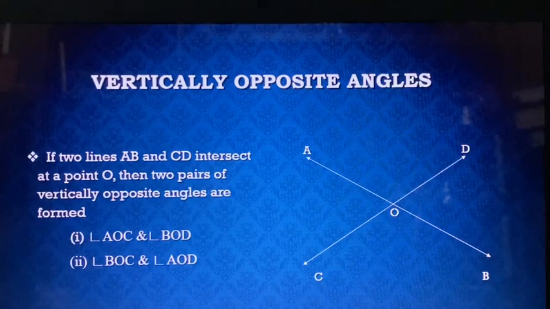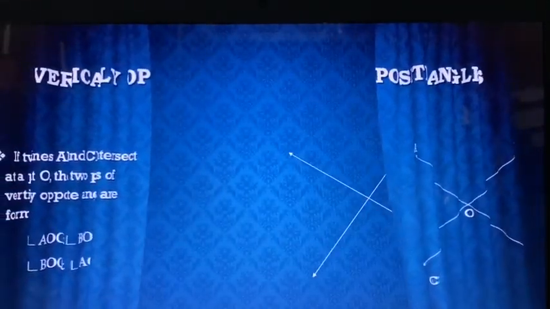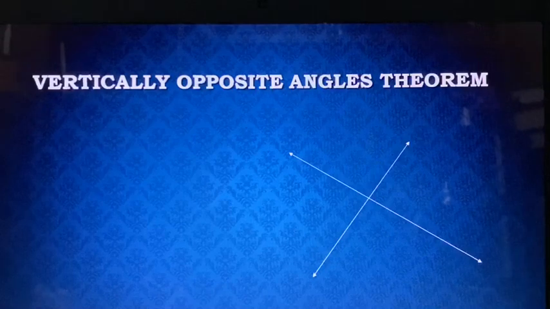Now we are going to go to the most important part of this chapter. In 9th standard, we are going to learn certain proofs. That is, we call them theorems. And these theorems are, see, the vertically opposite angle theorem. You already know the concept of vertically opposite angles. Now you're going to prove them. So we are calling this the vertically opposite angle theorem.